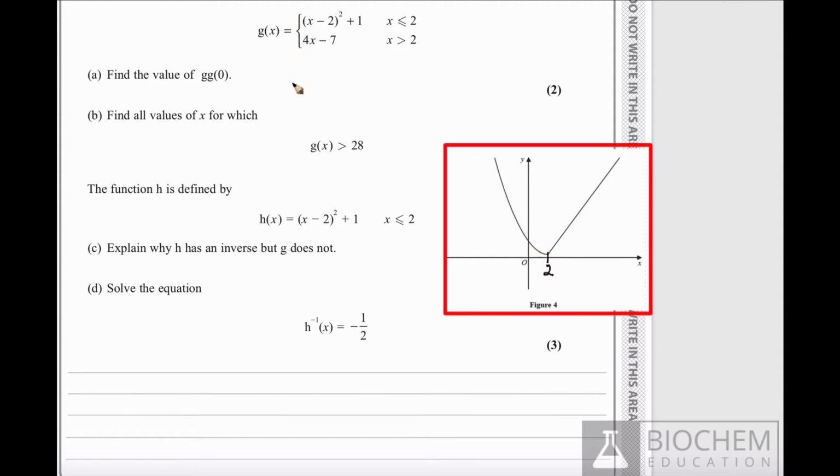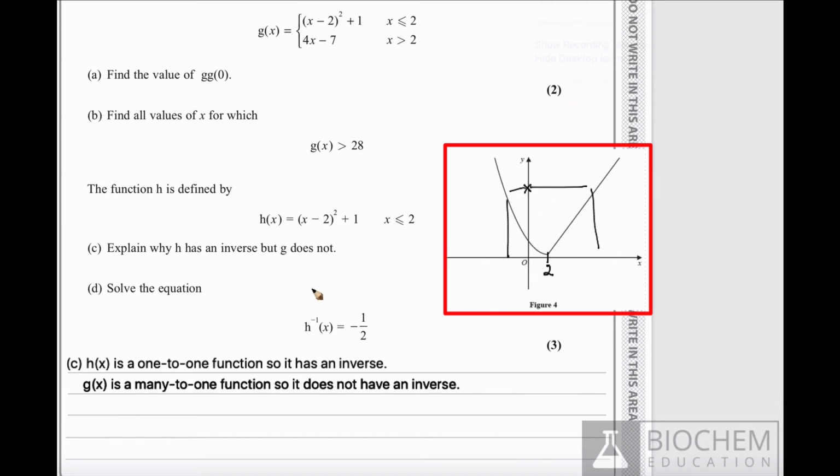Looking at g of x as a whole, that includes the straight line section and the curved section, we can see that a value y, for example this one, will have two corresponding values of x. So this becomes a many-to-one function, and many-to-one functions do not have an inverse. So the answer can be written as h of x is a one-to-one function, so it has an inverse. g of x is a many-to-one function, so therefore it does not have an inverse.